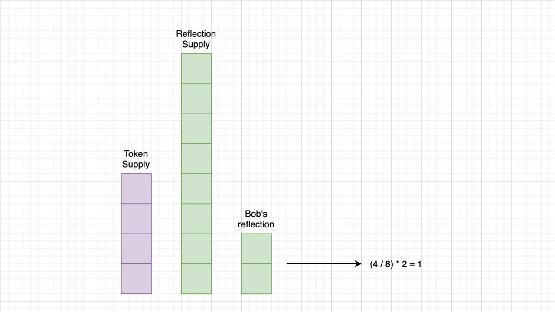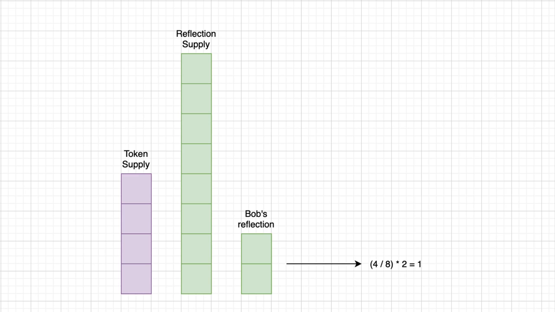The last thing to understand in the Safemoon token is how we compute the token balance of an address. In a standard ERC-20 token, we just have a token supply, but in Safemoon, we also have a reflection supply. If you want to compute the token balance of an address, for example Bob, you compute the ratio of the token supply and the total reflection supply, and multiply this by the reflection owned by the address. In this case, it means that Bob has one token.